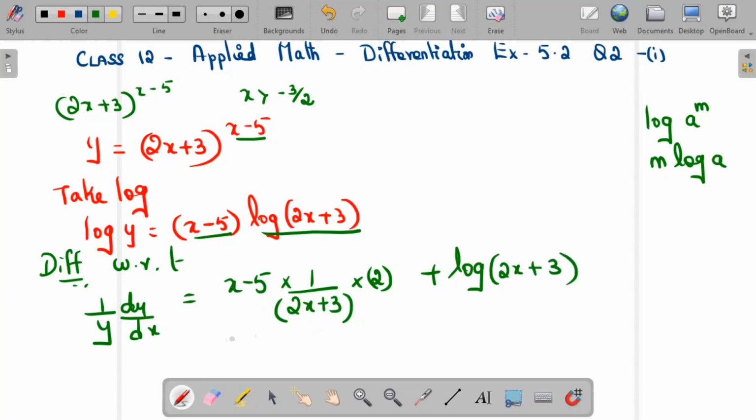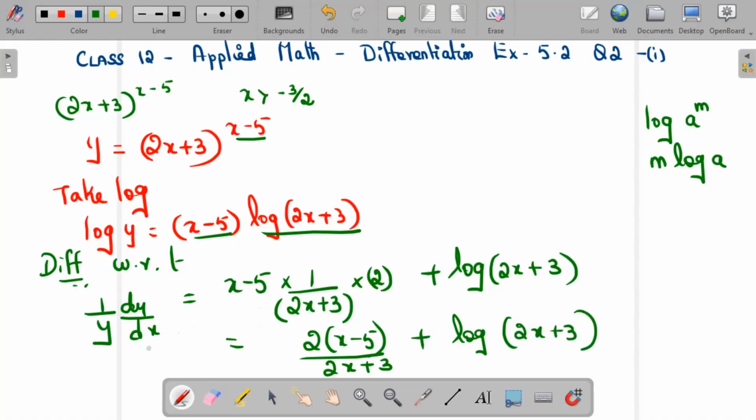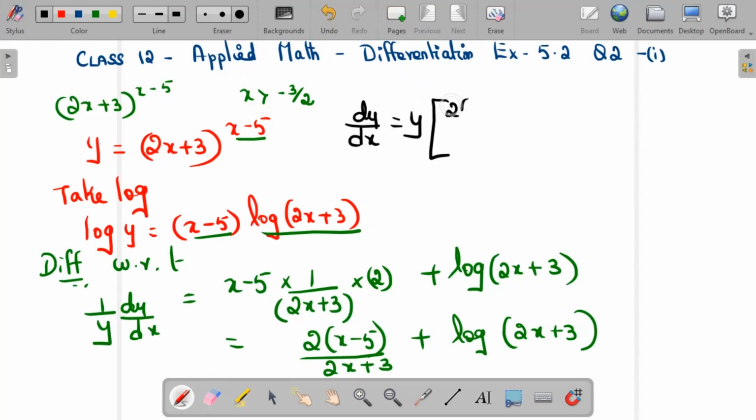So I can rewrite this as 2(x - 5) divided by (2x + 3) plus log of (2x + 3). Now, the solution that we need is for dy/dx, so I have to bring the y to the other side. When I bring the y to the other side, dy/dx is actually y into this whole expression that you have, which is 2(x - 5) divided by (2x + 3) plus log of (2x + 3).